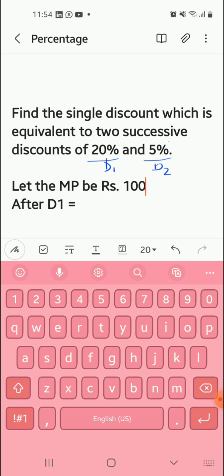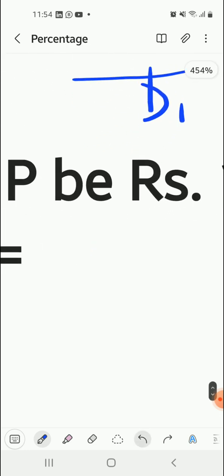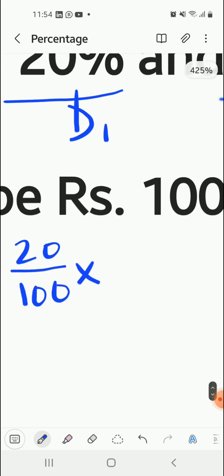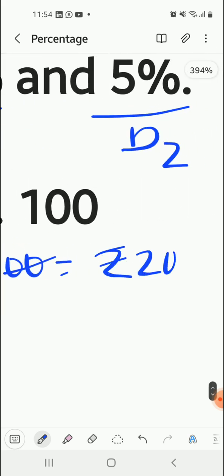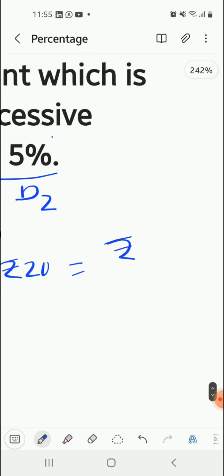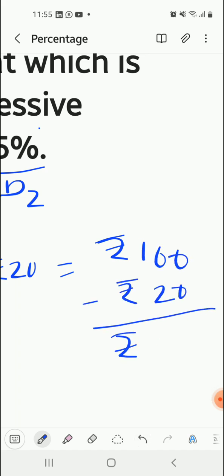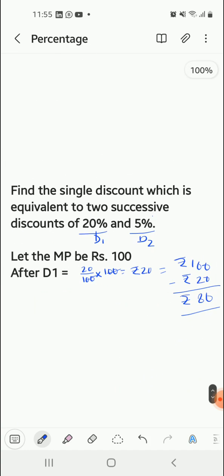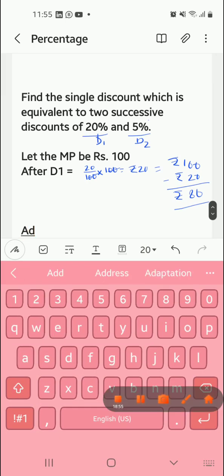So after D1, my discount would be 20% of rupees 100, that is rupees 20, which means rupees 100 minus rupees 20, that is rupees 80, is my discounted price after the first discount. Now from here we are going to find out the price after D2, that is the second discount.